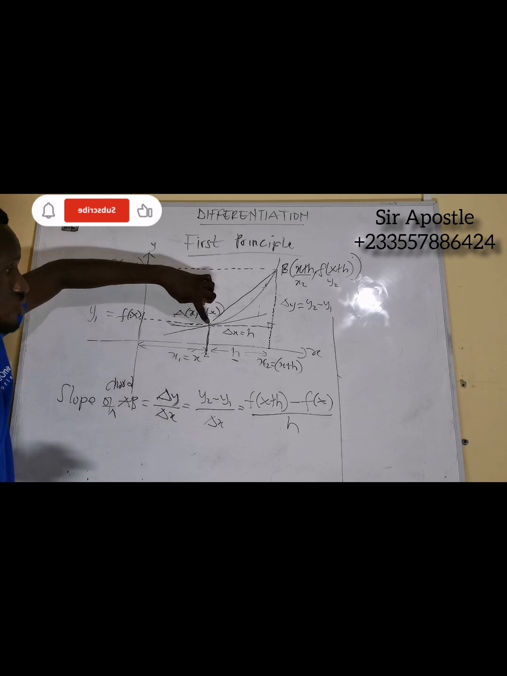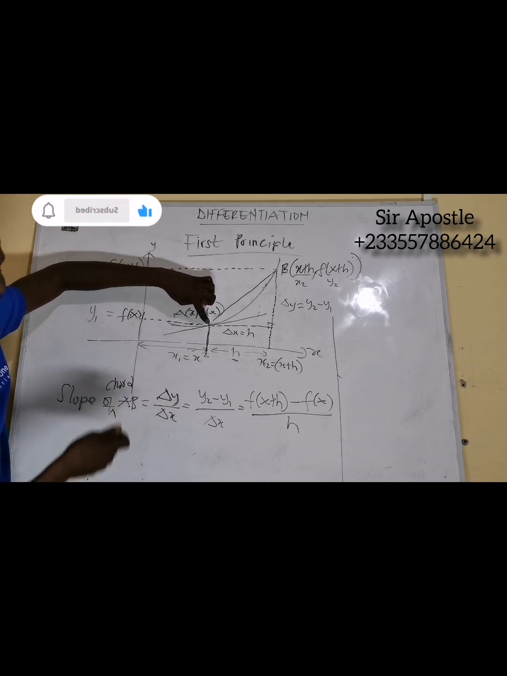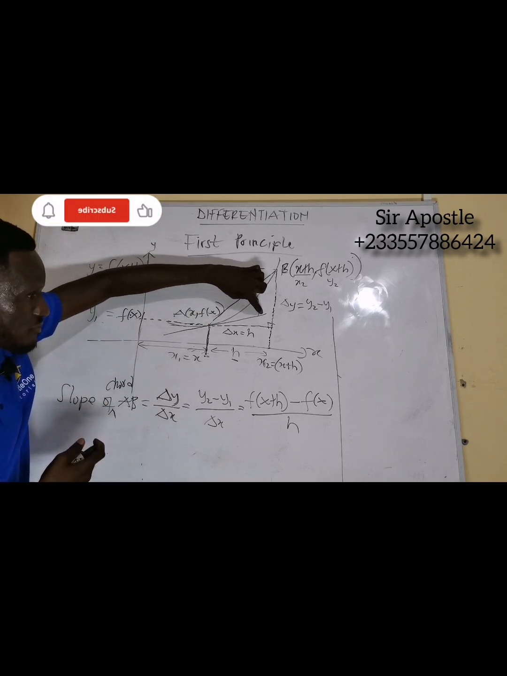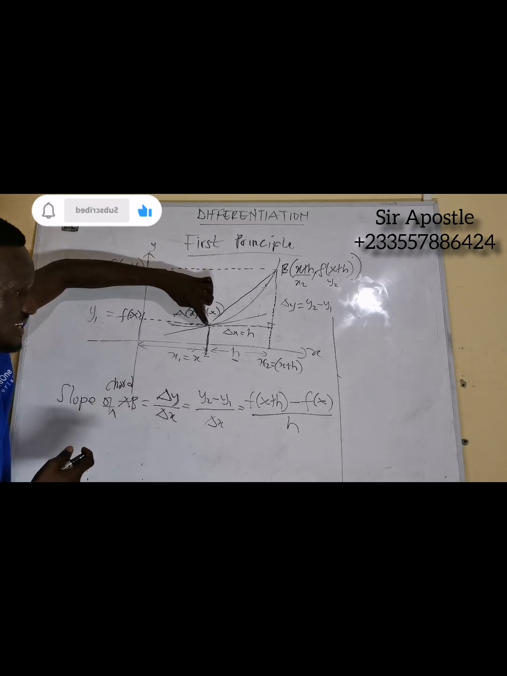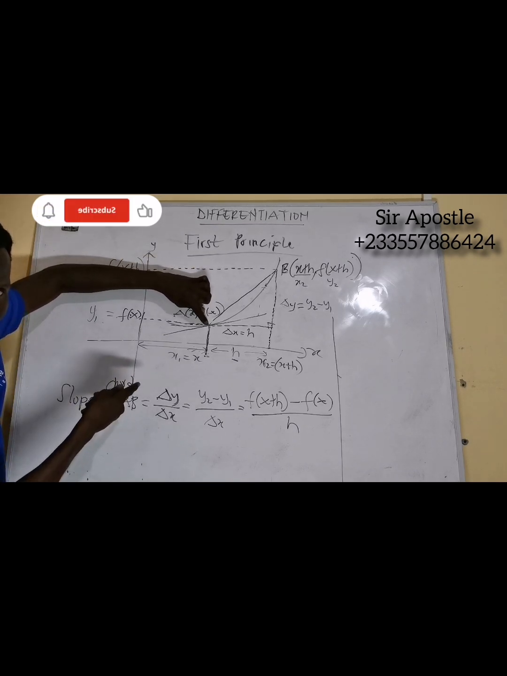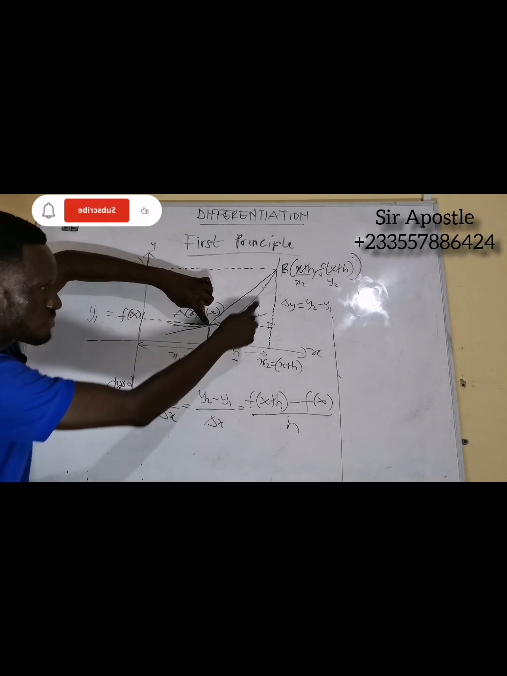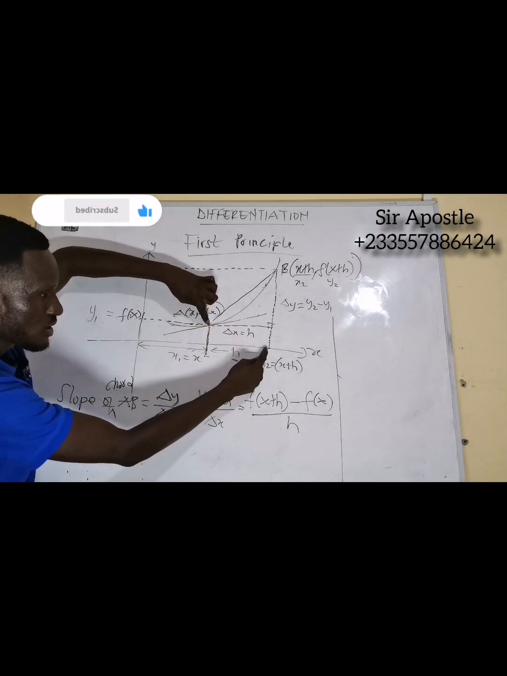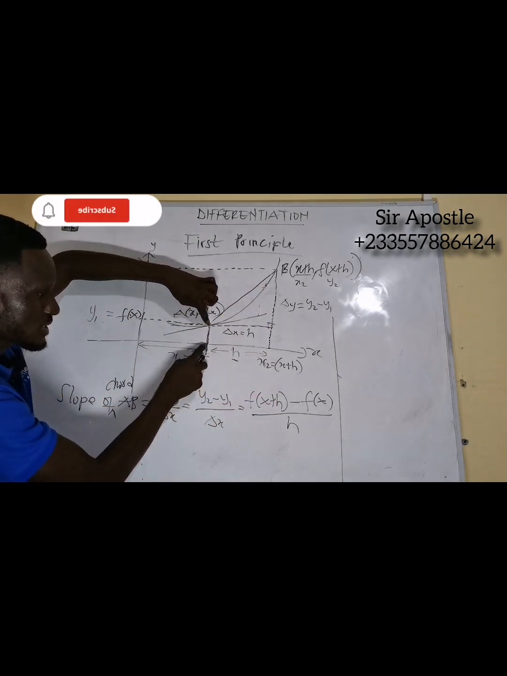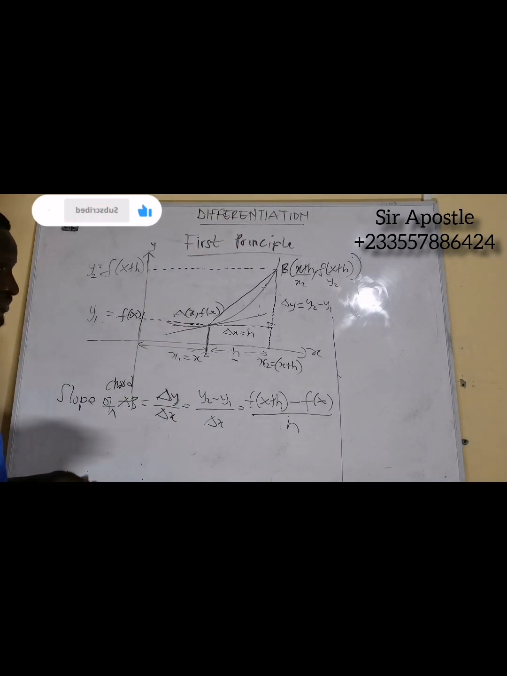You get me? So we are going to look for the gradient as the h becomes very small, approaching the s value. That is when the h is approaching 0. When the h approaches 0, it means there's not going to be any straight line here. There's not going to be any point like this. The h will be 0 at this particular point. At the s, h will be 0.